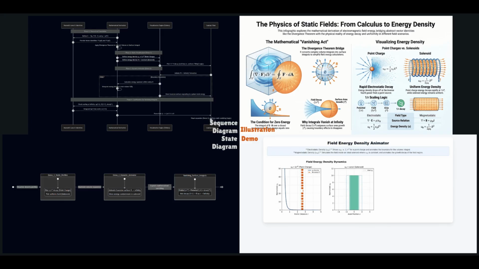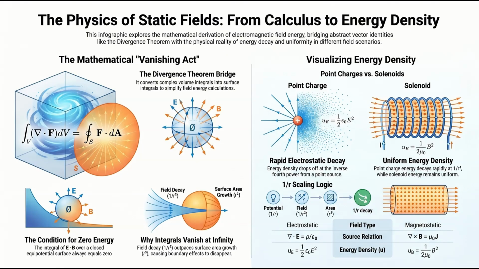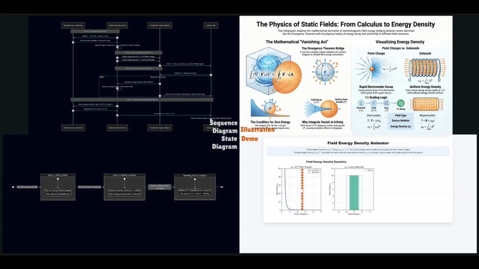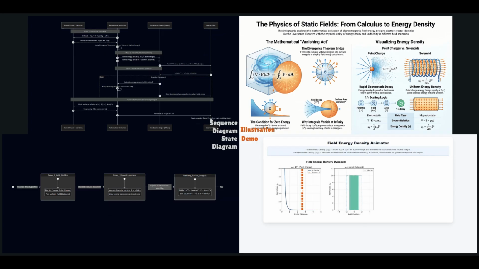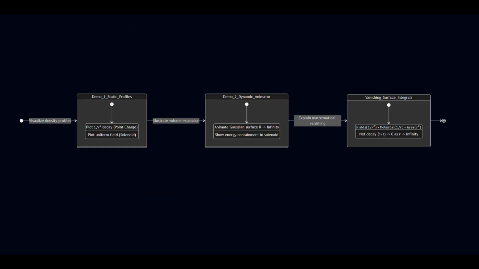It starts with the fundamental rules of the system, such as how fields relate to their potentials and how volume integrals can be mathematically transformed into surface integrals over a boundary. In its second phase, the sequence diagram acts as a bridge to the first demonstration, visualizing how energy density profiles differ between localized sources and confined fields.